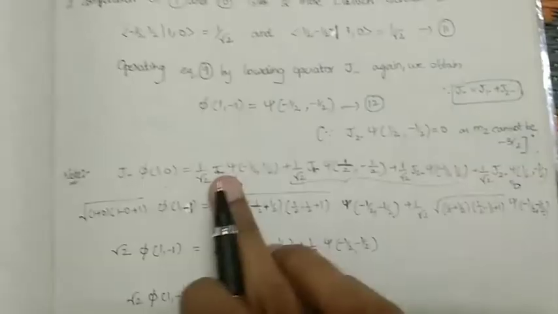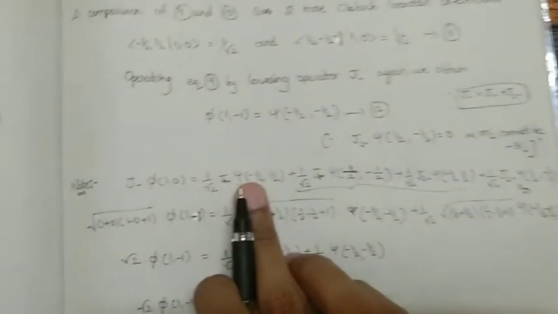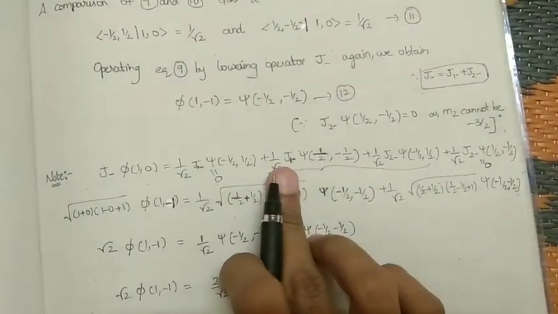First, j1 minus operates on xi of minus half comma half, and j1 minus operates on half comma minus half.